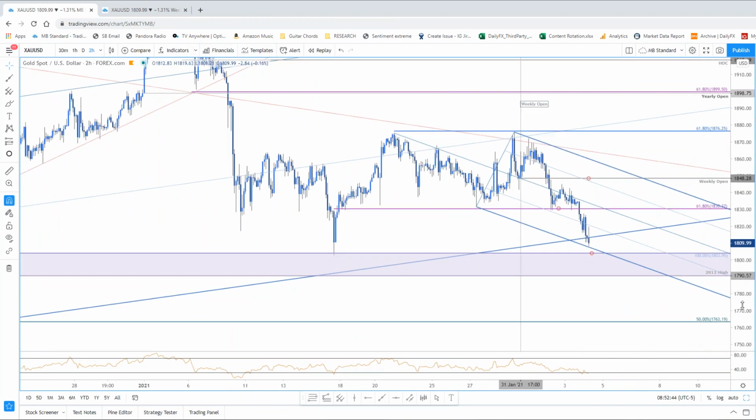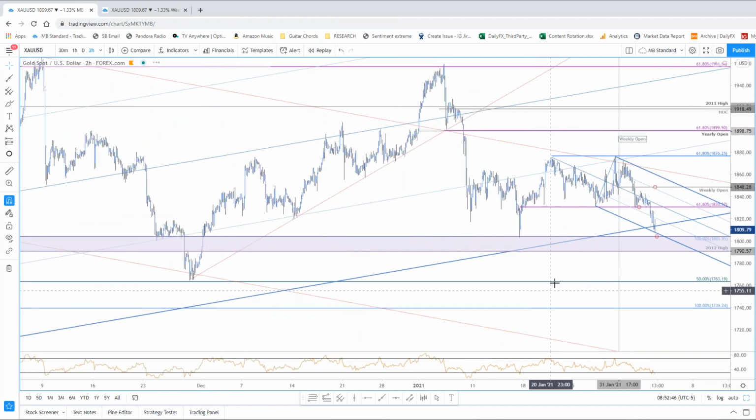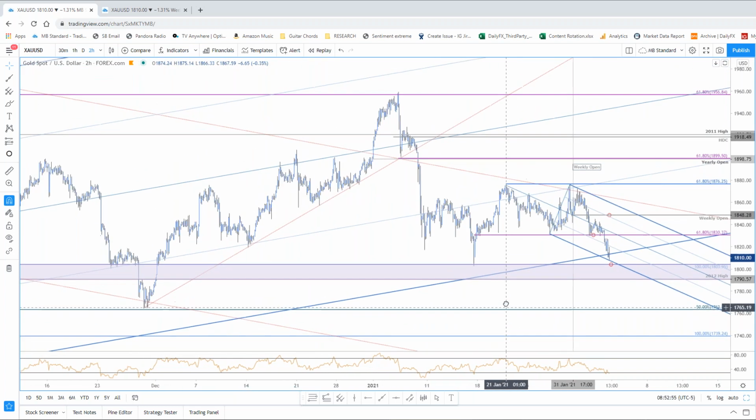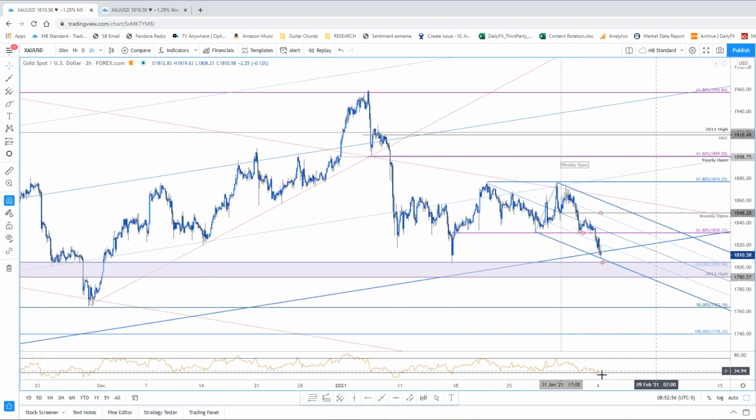Below it, you're continuing on a steady pace down to 1763 would be the first initial level. You've got the lows there from November as well. We'll have to reassess that. The 100 again, 1749 or 1739.